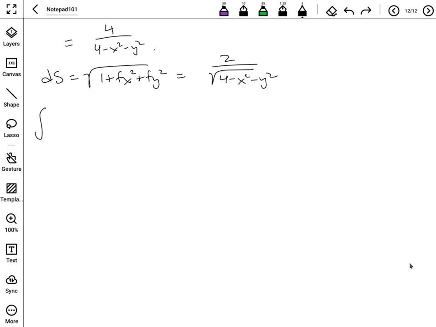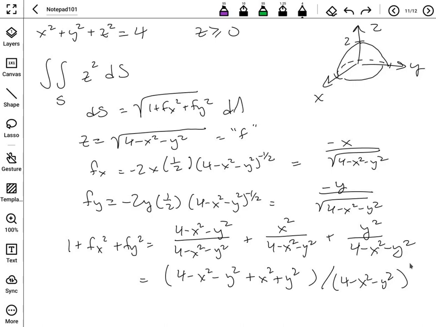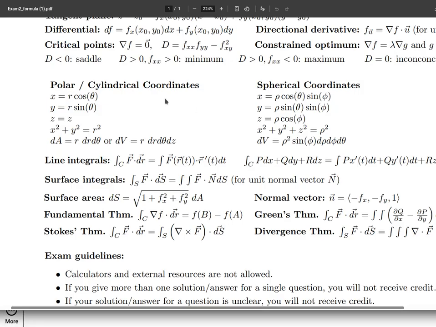I'll figure out what goes on those bounds in a second. Oh man, I wrote that wrong to start. Sorry, everyone. dS is that quantity, dA. I left it off.